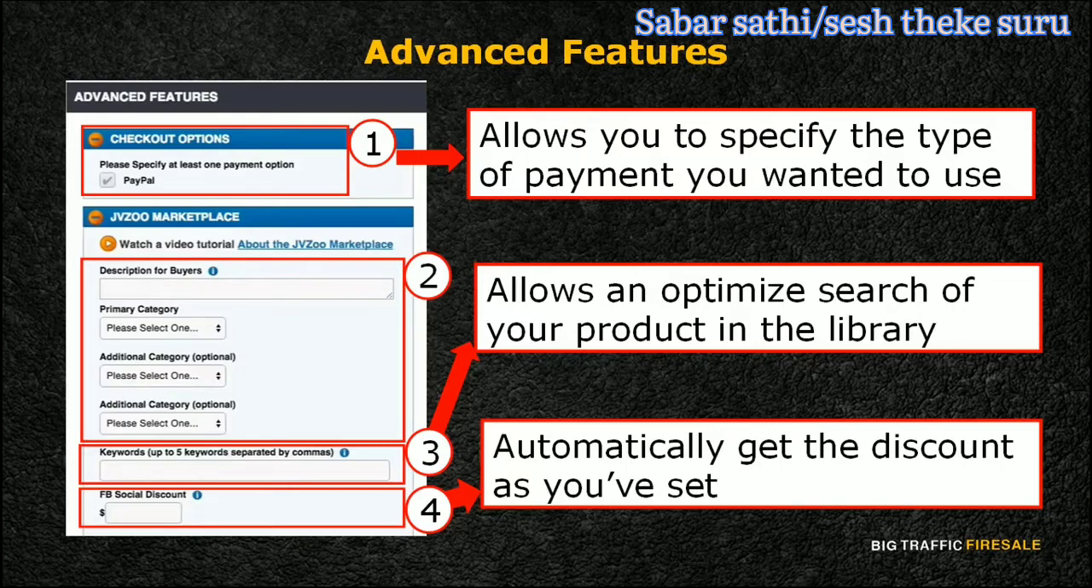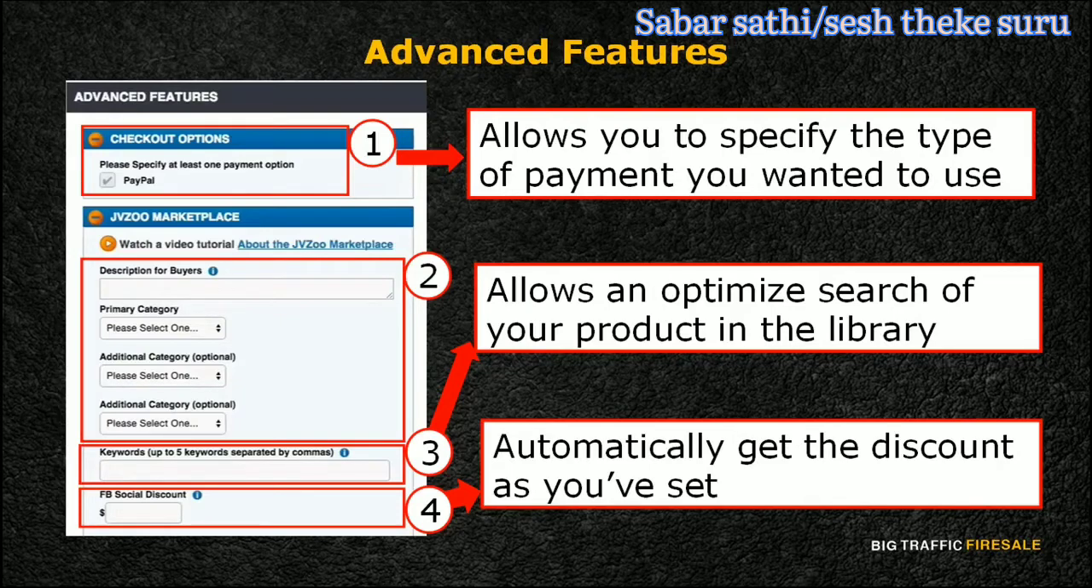Next is the JVZoo Marketplace or Product Library. Simply write a short description of your product in the provided box, choose the primary category of your product, and 2 additional categories. Don't forget to enter the keywords of your product. This is to allow an optimized search of your product according to the keywords you've provided.